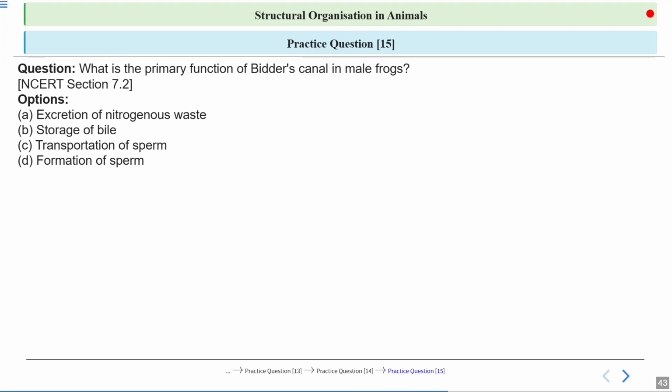Next question. What is the primary function of Bidder's canal in a male frog? Because Bidder's canal is found in the male frog only. So what is primary function? This question is coming from the NCERT section 7.2. And let us see the options. A, excretion of nitrogenous waste substance. B, storage of bile. C, transportation of sperm. And D, formation of sperm. Let us see the answer of this question.